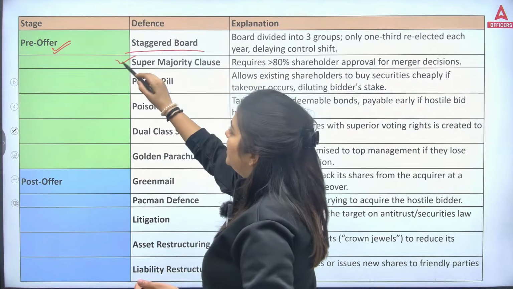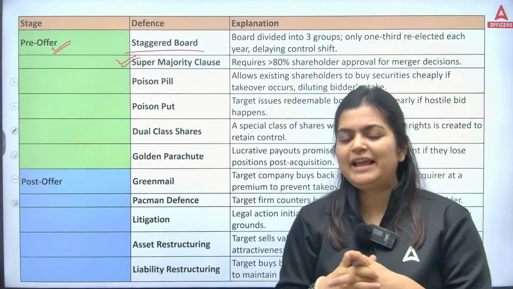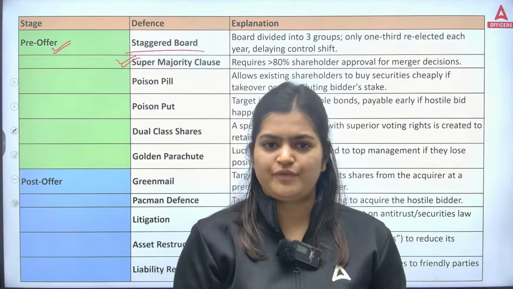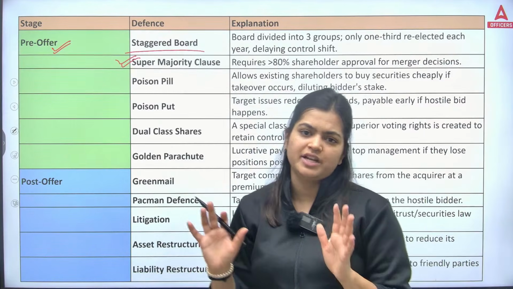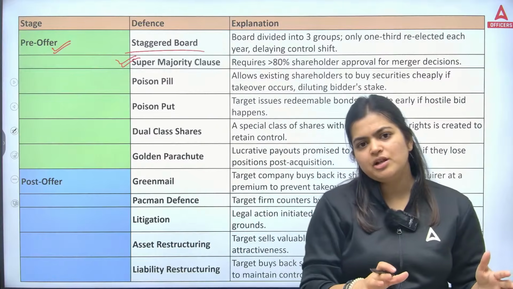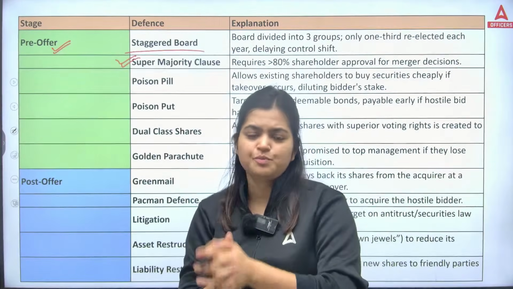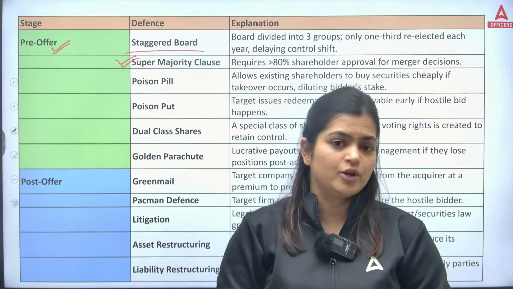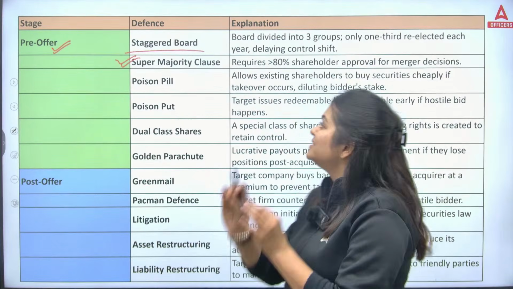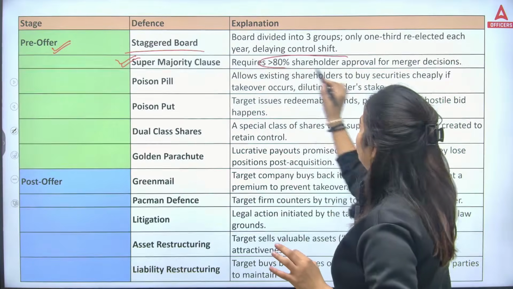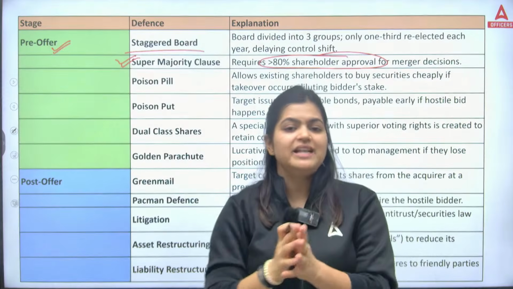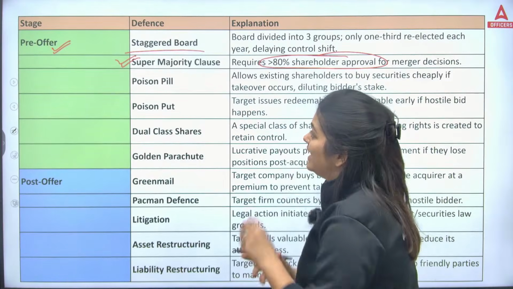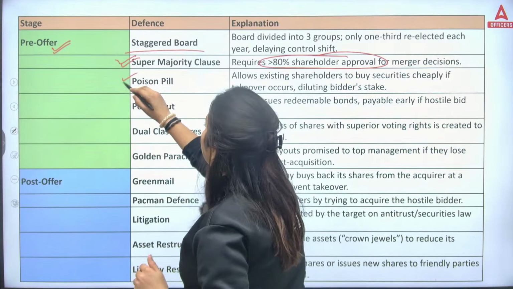Now, super majority clause. Normally, if you want to pass any resolution, you require a general or special resolution. General resolution means 50% voting rights. Special means 75% voting rights. But if anyone wants to merge with your company or take over your company, you need at least 80% shareholders' approval, more than 80% approval from your shareholders. That is super majority.